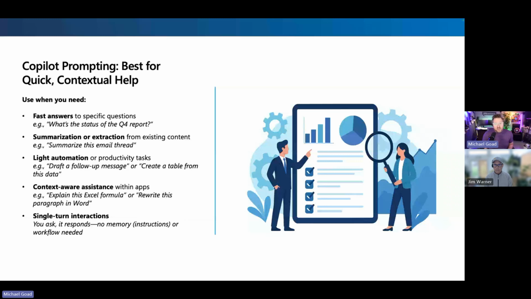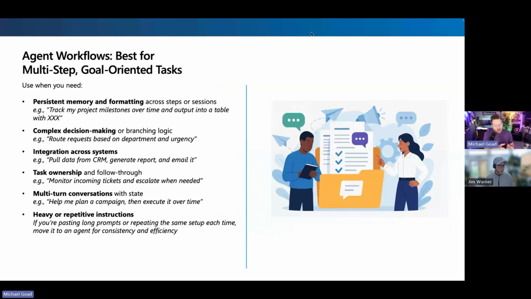Where we get into agent flows is where we need things like persistent memory and formatting. This is where you go into building your instructions, and those instructions are telling that agent to structure that output in a certain way or to follow certain patterns or follow certain knowledge bases on how you want information gathered and queried out to you. Or we need things like complex decision making. So this is where we can bring in things like triggers and workflows and have that agent reach out to different connectors and third-party systems to understand things and do things.